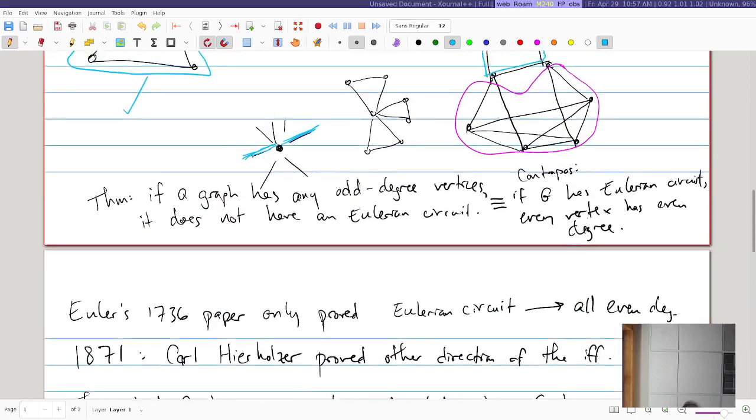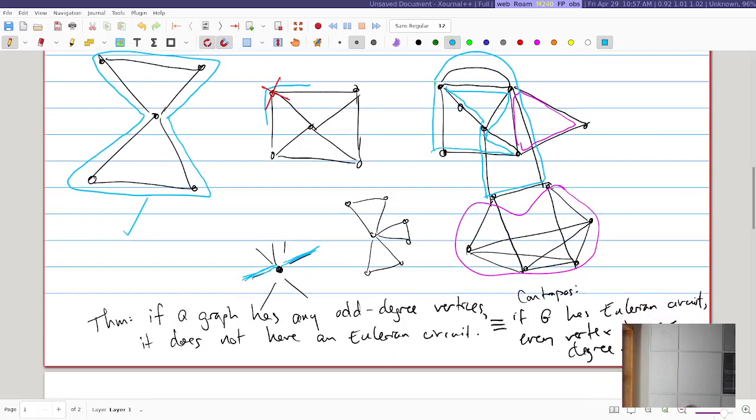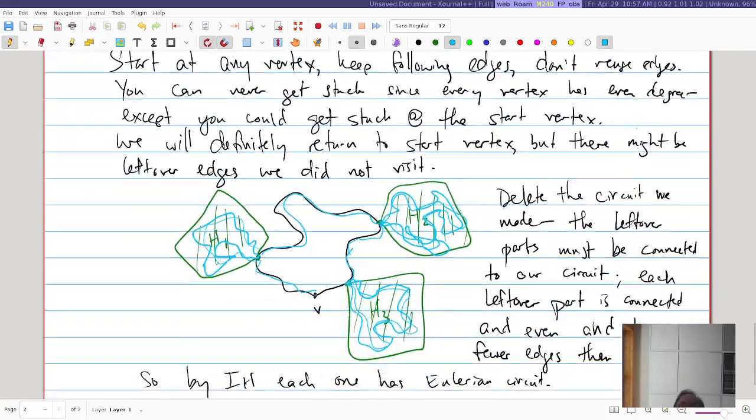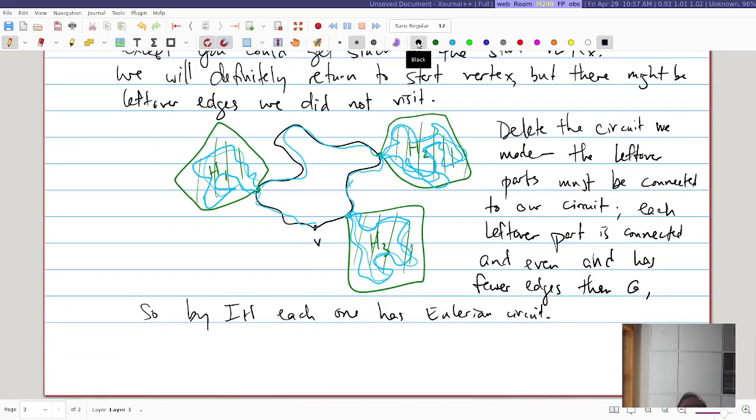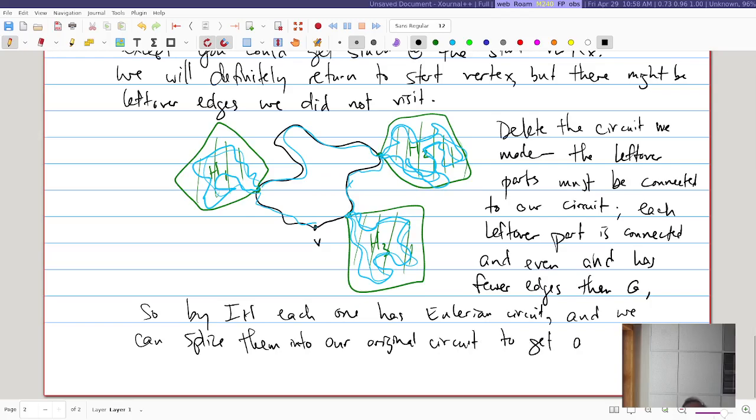So it's like, we didn't quite make the right choices when we were wandering around at first, but we can fix it by figuring out how to go around the missing parts and then splicing those parts in. Saying, right here, pause, don't go that way, just splice this in, get all these first, and now you can keep going. And that will always work. Just say, we can splice them into our original circuit to get an Eulerian circuit of the entire graph.